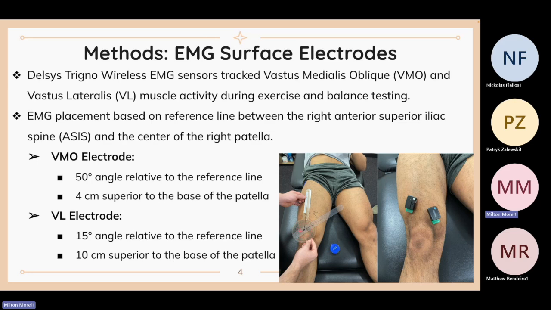So the EMG placement was a reference line that we used that went from their ASIS to the center of their right patella. And from that reference line, we went to the patient's left around 50 degrees, exactly 50 degrees, and then we went 4 centimeters up, and that was their VMO placement. And then using that same line again, we went to the patient's right, exactly 15 degrees and 10 centimeters up, and that was the placement for the vastus lateralis EMG.